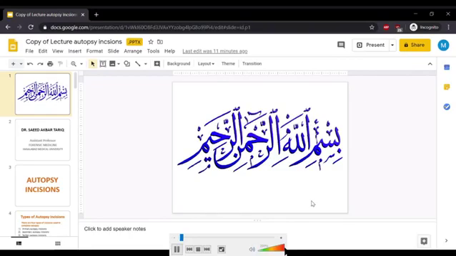Today, the topic of my lecture is autopsy incisions, how to open the body cavities when we are conducting an autopsy. I will tell you how to open the skull cavity, chest cavity, and abdominal cavity, and how we will examine the various viscera.